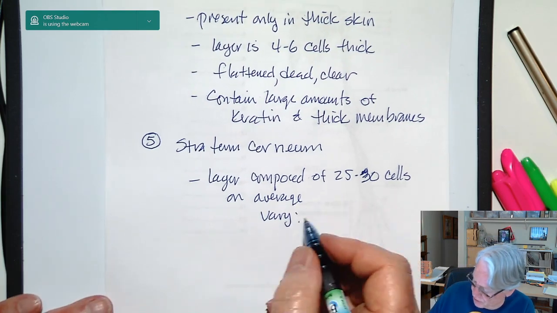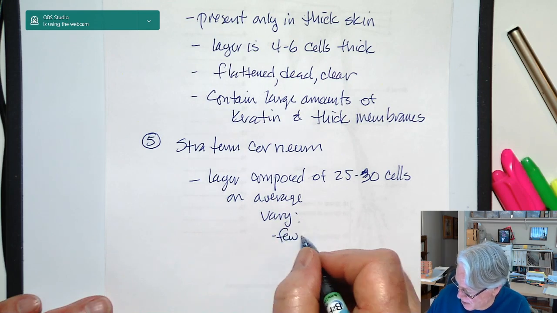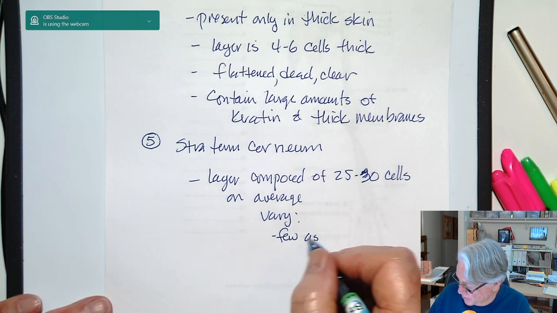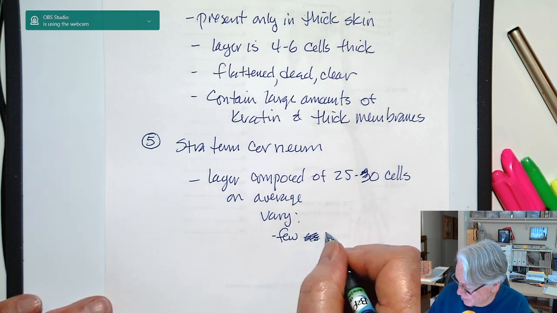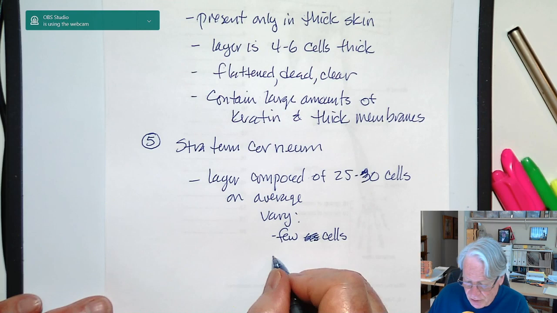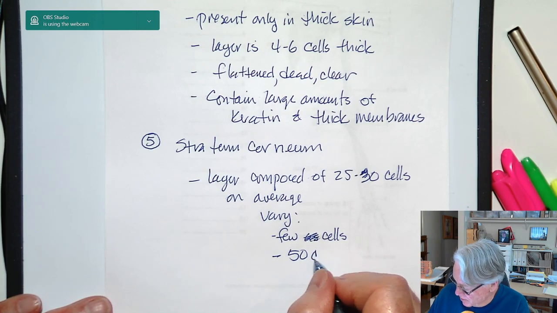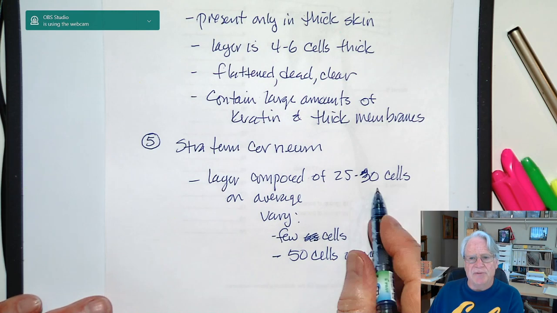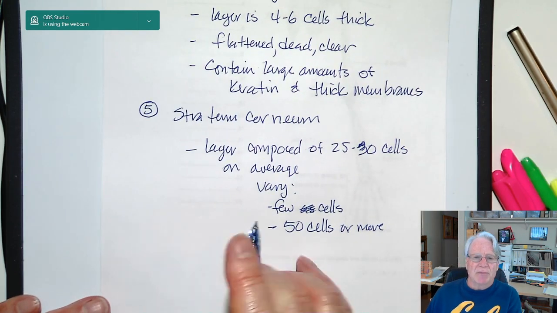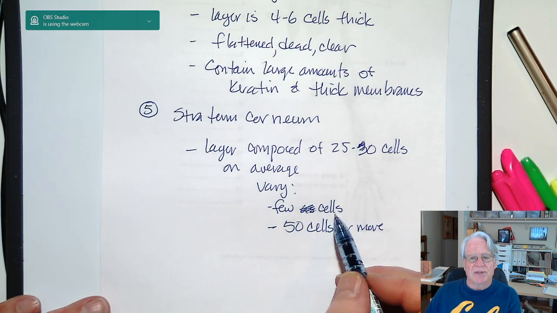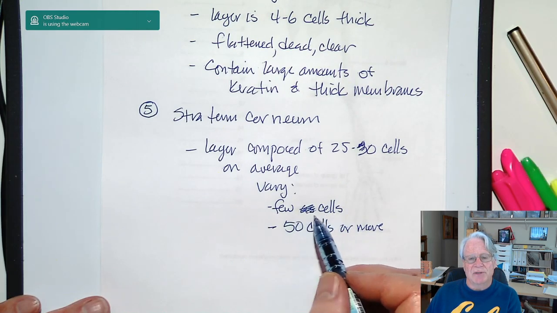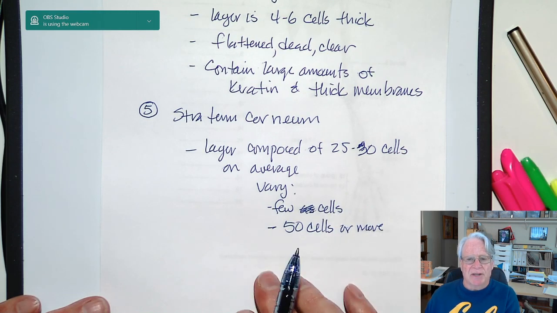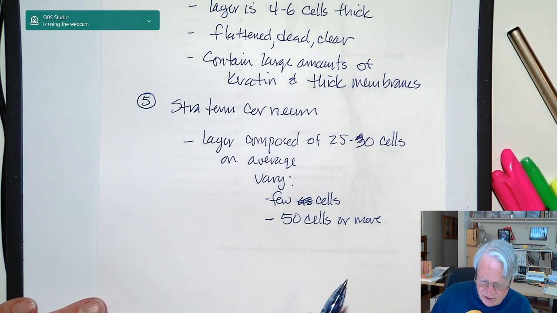It can be from as few as just a few cells to 50 cells or more. So there's variation. The average is 25 to 30, but it can be as few as just a few cells thick. I don't know what they mean by a few cells, handful, 10, 15, whatever, and then 50 cells or more. So lots of variation.